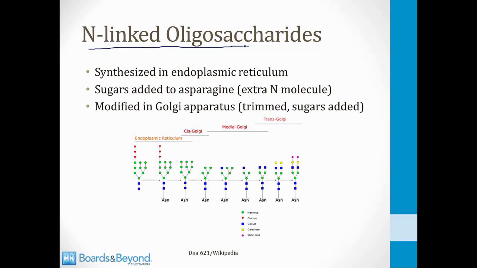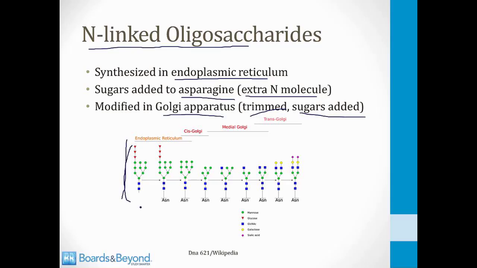These are short polymers of sugar molecules that are synthesized and attached to proteins in the endoplasmic reticulum. As we described, they are usually added to asparagine because it has an extra N molecule. The oligosaccharides are then modified in the Golgi where they are trimmed or other sugars are added. This picture on the screen depicts how an oligosaccharide that is N-linked can be modified as it moves through the Golgi apparatus. So it's synthesized as shown on the left side of the image. The blue squares represent N-acetylglucosamine, the green dots represent mannose, and the red triangles represent glucose.